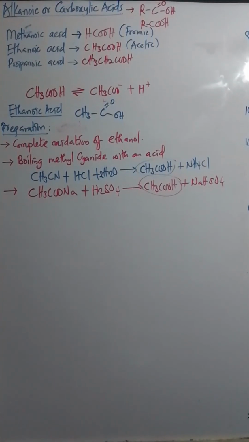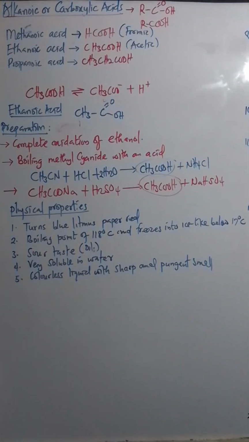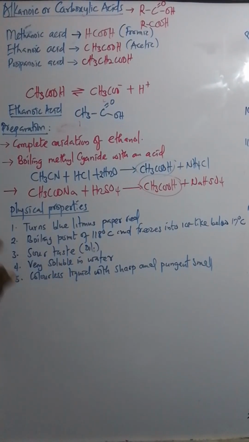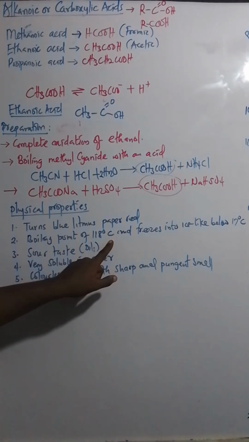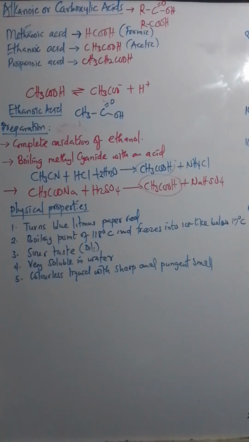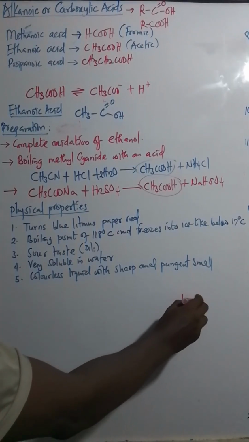Now let's talk about its physical properties. First, it is acidic in nature. That is why it turns blue litmus red, just like an acid. It has a boiling point of 118 degrees Celsius, slightly above water, and freezes into an ice-like structure below 17 degrees Celsius. That's why it is sometimes called glacial ethanoic acid.